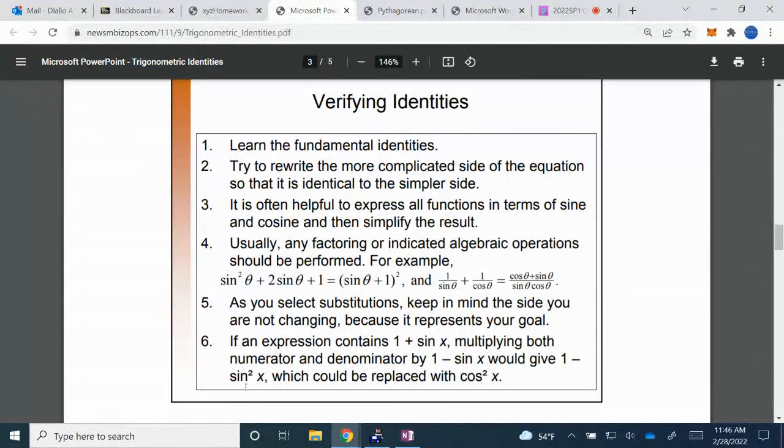And we don't actually use the 5th and the 6th, because we're not actually verifying identities. Our main thing here is we want to write everything in terms of sine and cosine. A little bit later, we're going to be factoring. And also, we just keep in mind that we can add trig functions. All right, so let's take a look at some examples.